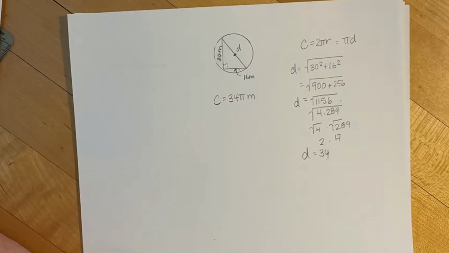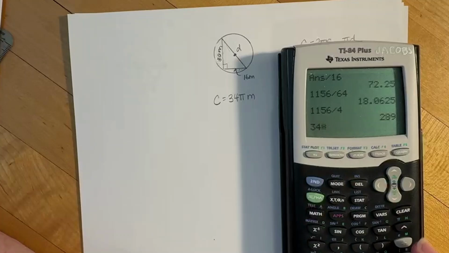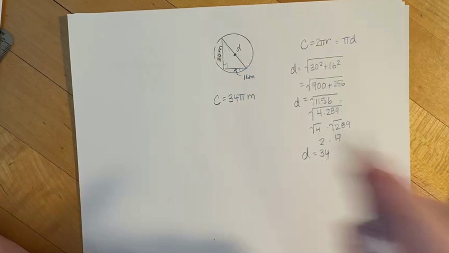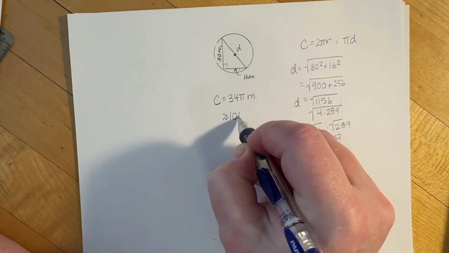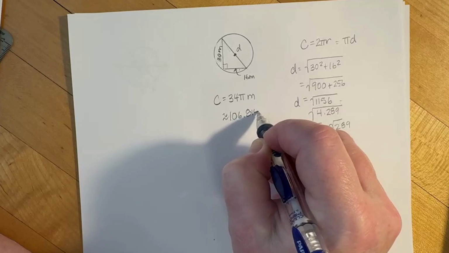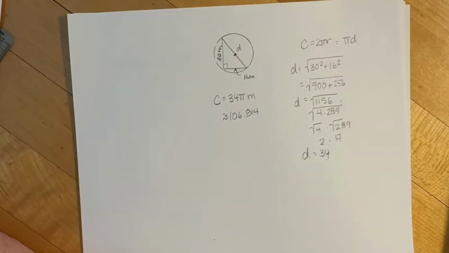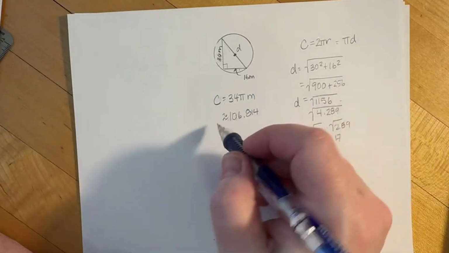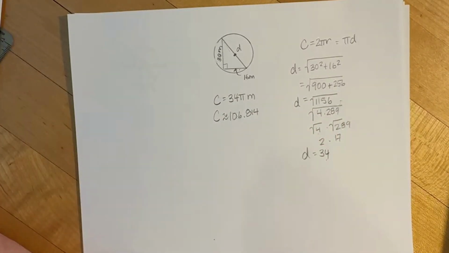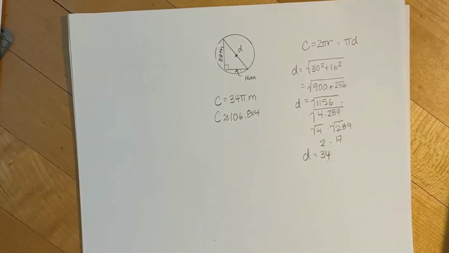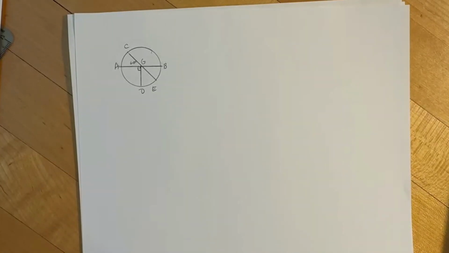And 34 times 3 is going to be somewhere in the neighborhood of about 102, maybe. So 34 pi equals 106.814. I messed up because I was thinking 3.4 rather than 3.14. So there is some more diameter. Okay.